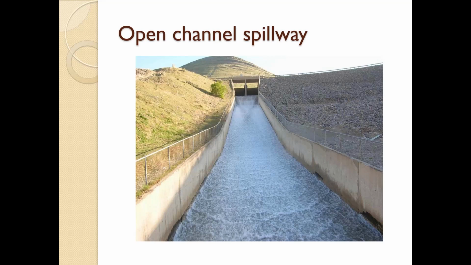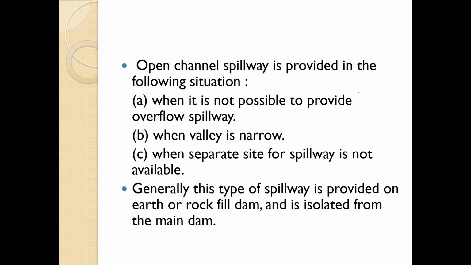Now the open channel spillway, or the trough spillway. It is provided in the following situations: when it is not possible to provide an overflow spillway, when the valley is narrow, and where a separate site for the spillway is not available. Generally, this type of spillway is provided on an earth or rockfill dam and is isolated from the main dam.